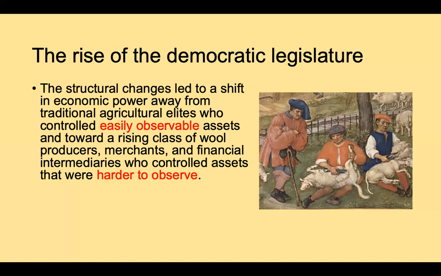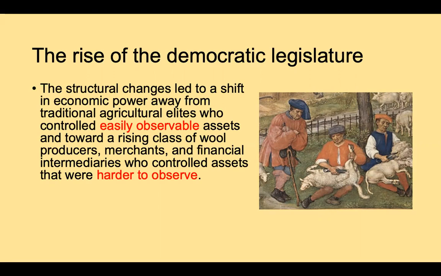But the shift towards commercial activity in towns and towards wool producers and merchants and financial intermediaries and bankers was a shift towards assets that were much harder to observe. It was a shift from easily observable agricultural assets to more obscure, more hideable assets, assets that couldn't be easily traced or seen, at least compared to the fields and the agricultural products and produce associated with that former form of economic production and social organization.